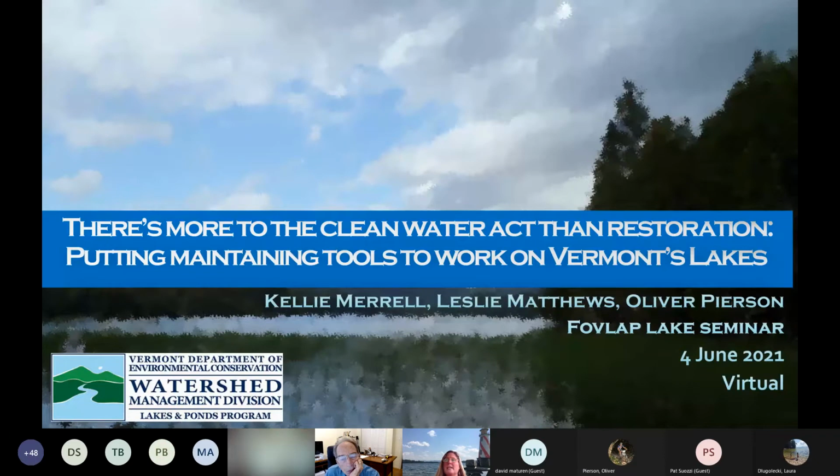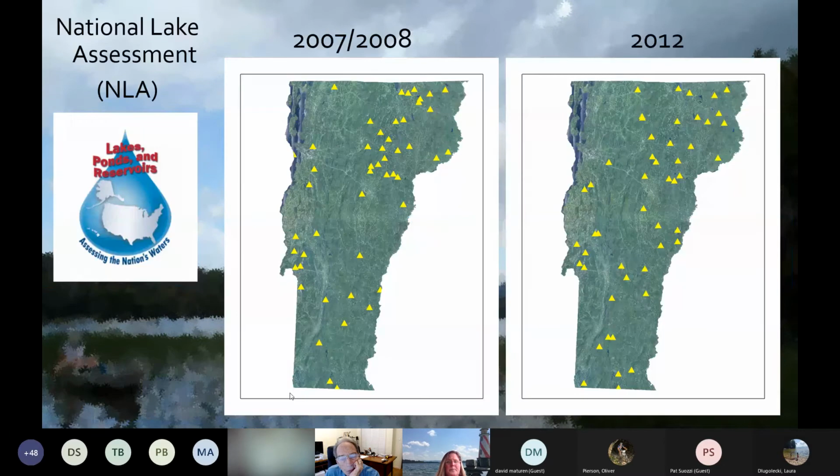I mean, the laboratory studies and the buoy and the aeration system that's going in on Carmi are all very costly. And if we could nip it in the bud before we get to that point, it would be great. So this audience of all audiences does not need me to tell you that Vermont is stewarding some of the best lakes in the nation.